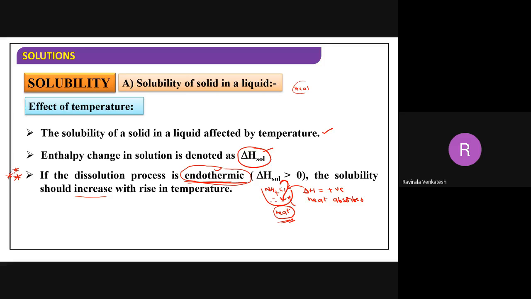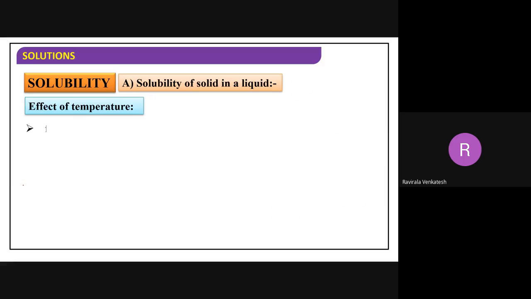Again, I am saying it in one sentence. When you are applying heat, the temperature is increasing. Now the equilibrium should decrease that heat. In that case, the equilibrium will dissolve more ammonium chloride, an endothermic process where heat is absorbed. Right? So this is about endothermic reactions. In a single line: for an endothermic reaction, the solubility increases with respect to temperature. Right? Next thing.